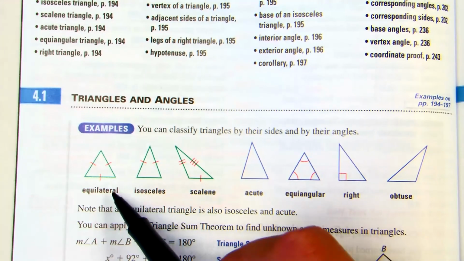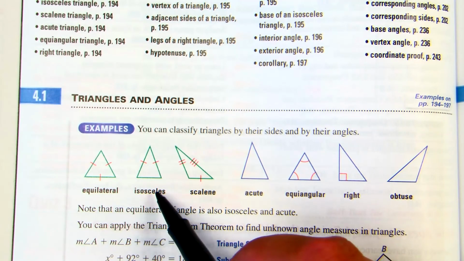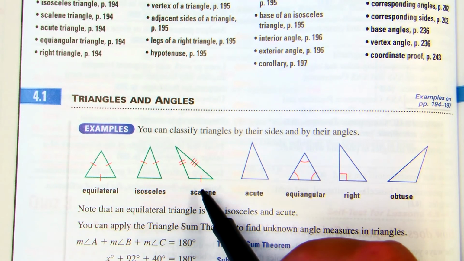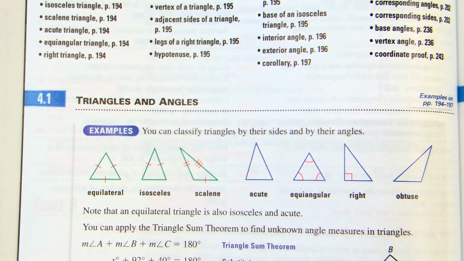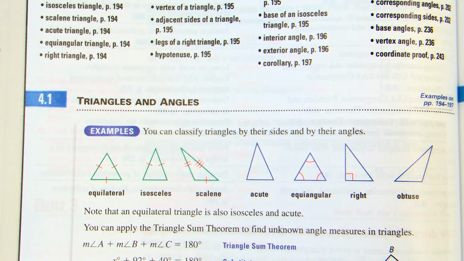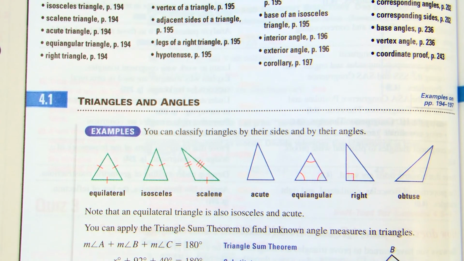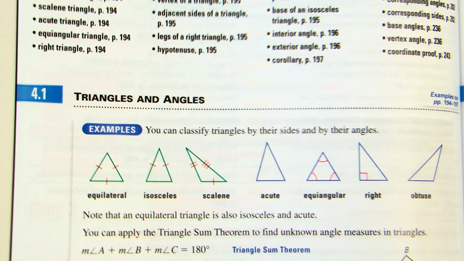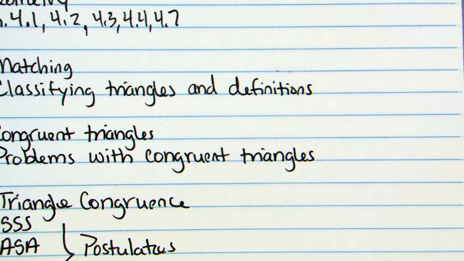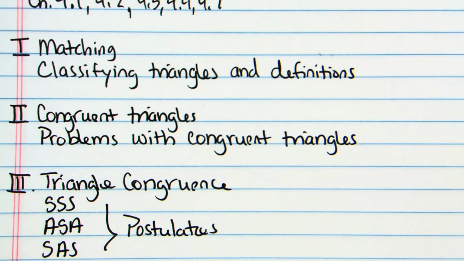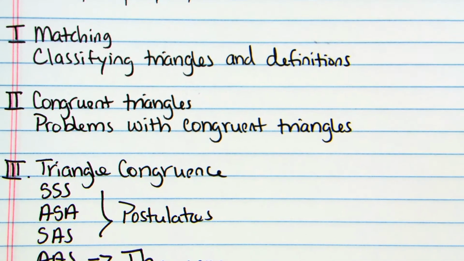A triangle with all equal sides is equilateral. Triangle with two equal sides is isosceles. Triangle with no equal sides, scalene. Then acute means that all three angles are less than 90. Equiangular, all three angles are the same measure, which would be 60. Right means it has one right angle, and then obtuse, one angle greater than 90. So make sure tomorrow that you understand the difference in classifying a triangle by its angle, classifying a triangle by its sides.